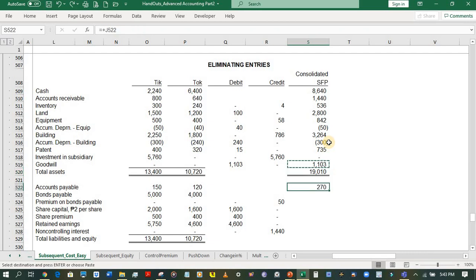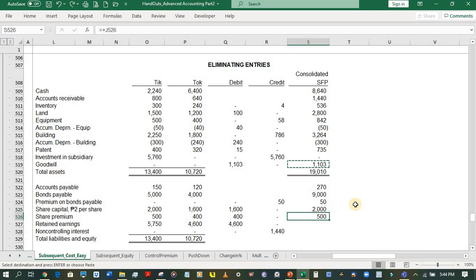For accounts payable, 270. The bonds payable is 9,000. Premium on bonds payable is 50 pesos. Share capital is 2,000. Then again, for share capital, since these are all in credit balance because these are liabilities and equity accounts, and the 1,600 is debited, it means this will zero out this 1,600. That is why only the 2,000 shall remain in the consolidated balance sheet. And this pertains to the share capital of the parent.